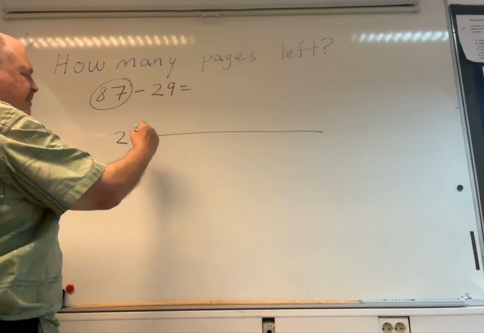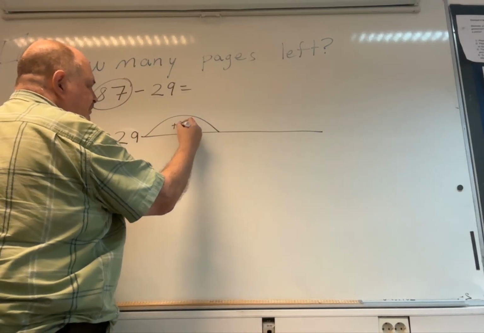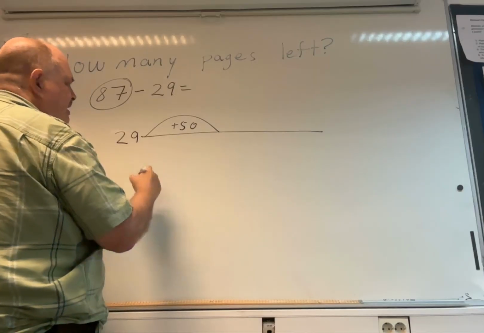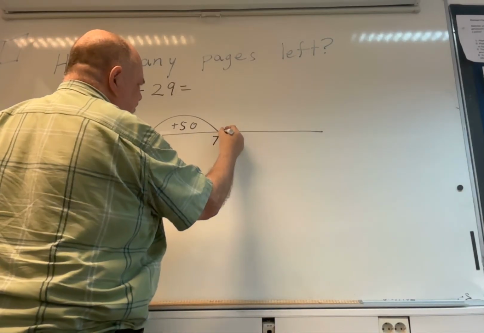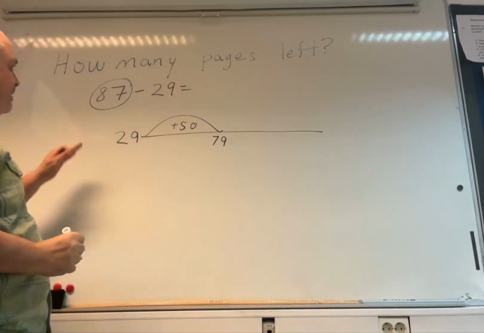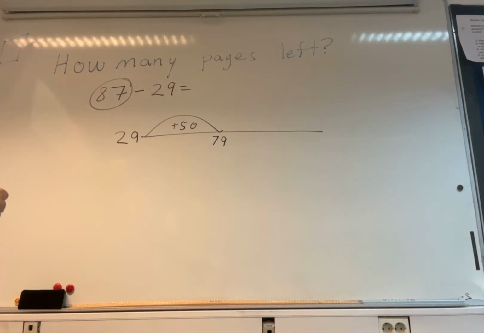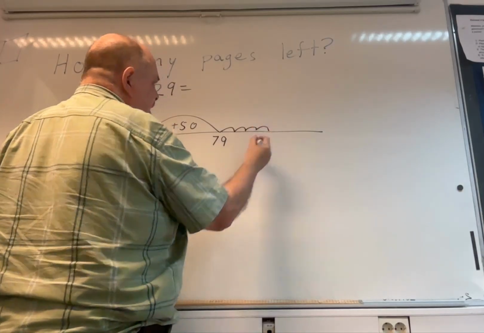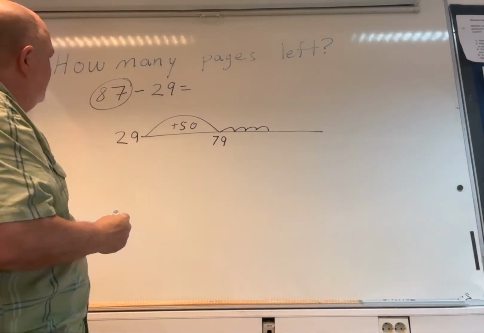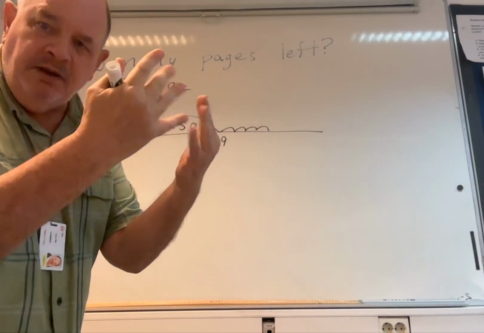So instead I'm going to jump 50. I'm going to jump 50 pages, okay? 50 plus 29 makes 79. That makes it pretty easy. Okay, I'm just going to 87, so I could do little jumps of 1, like this, okay, and count them out, okay. But I also could use the little fingers here.